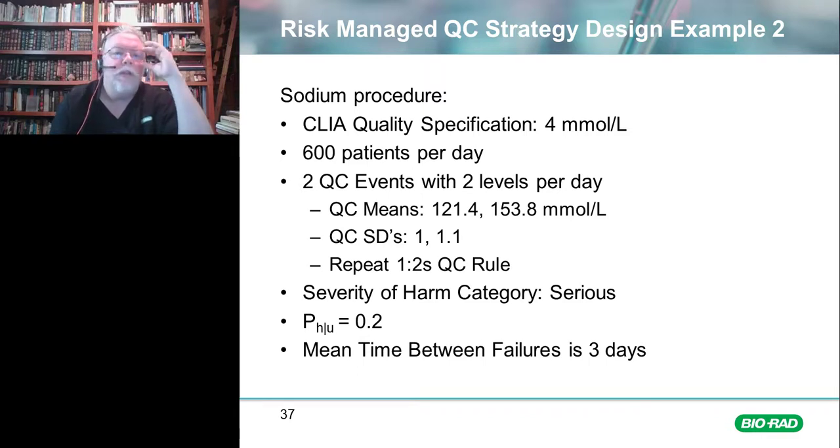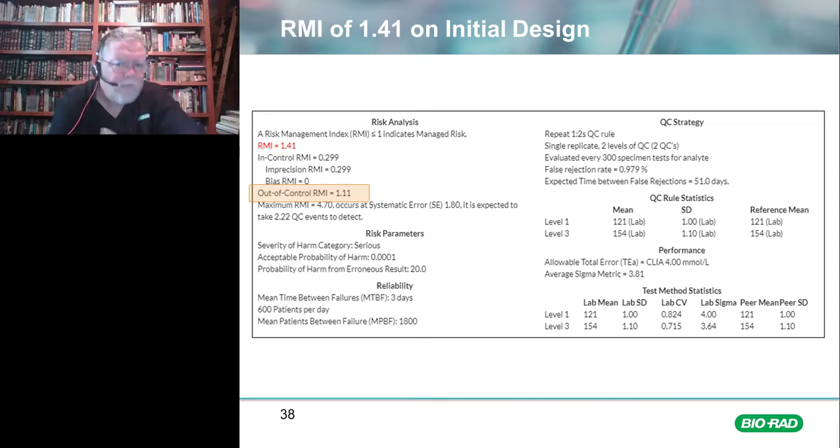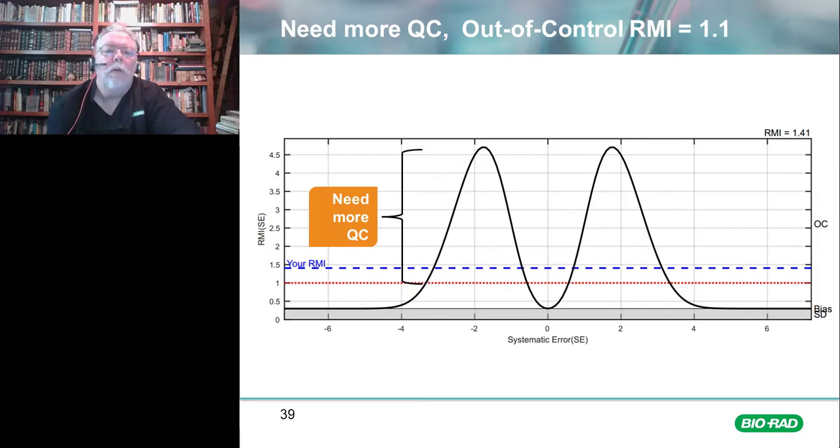When I put this into the system and evaluate it, well, I have unmanaged risk. My RMI is 1.41. Now, not only is it 1.41, but when I look at the decomposition here, my out of control RMI is over 1. So what does that mean? Well, this is what this curve looks like. We need to do more QC because my out of control condition is causing too much risk.